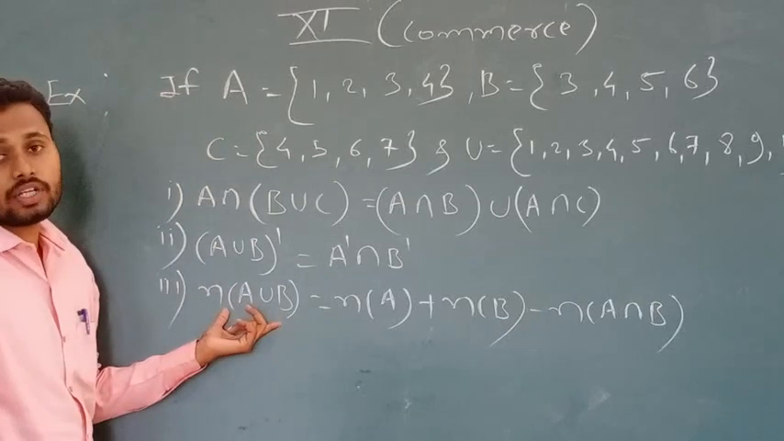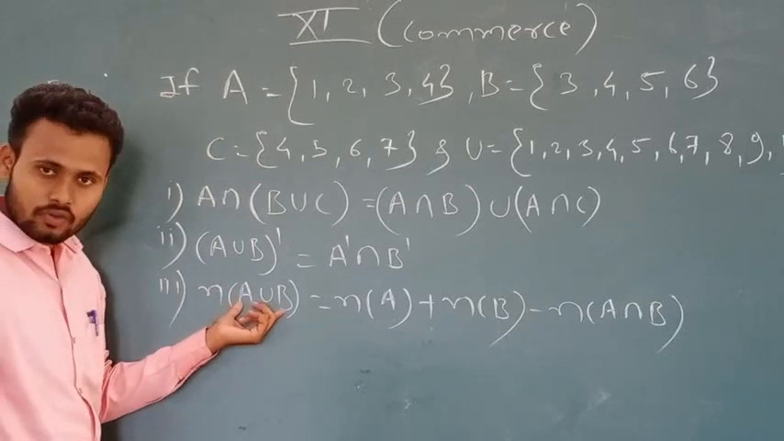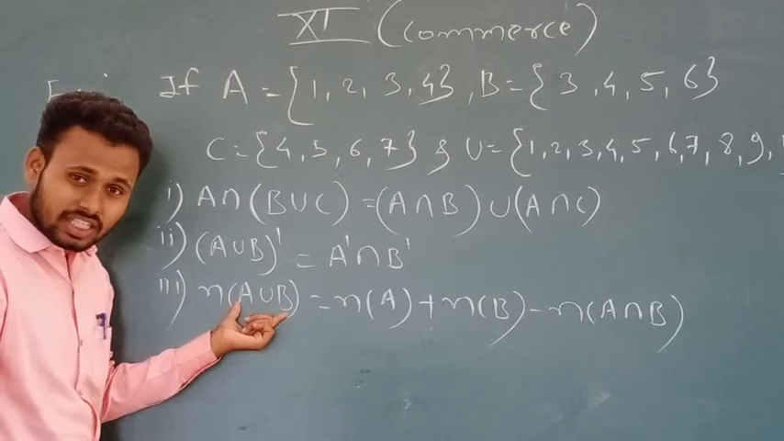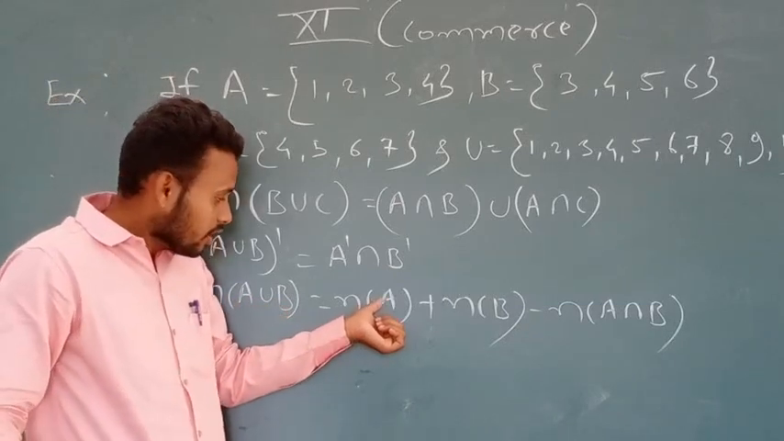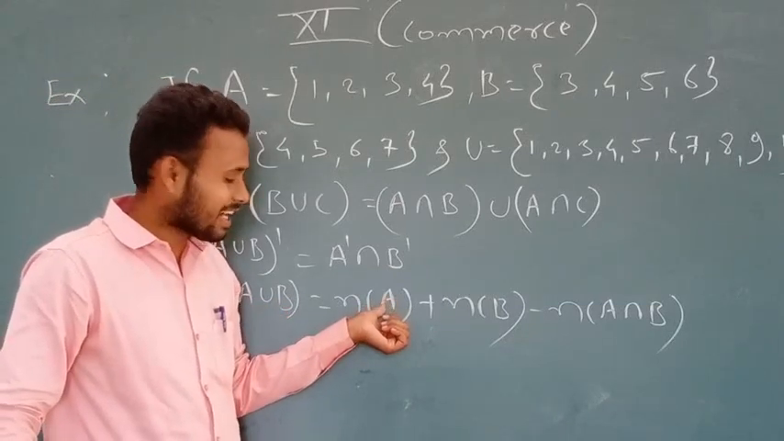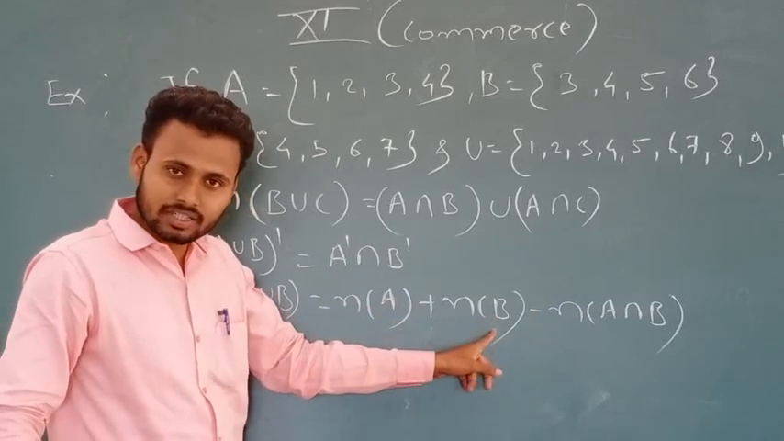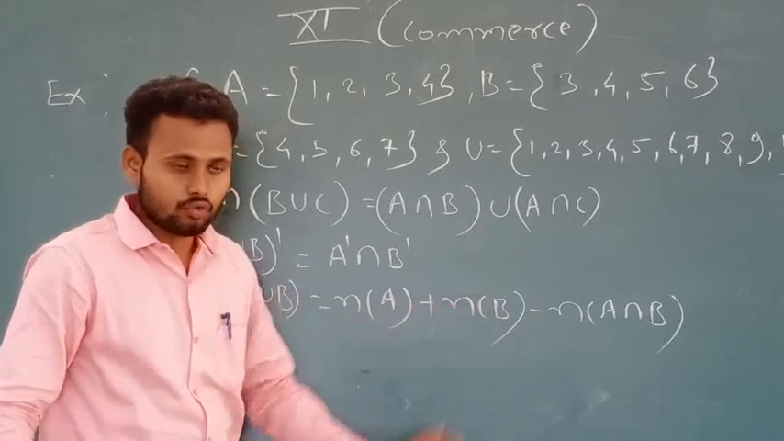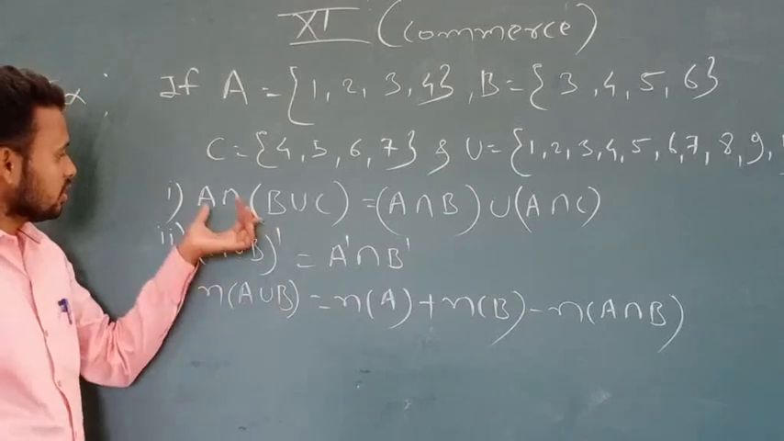This one, number of elements of set A union B, or we say cardinality of set A union with B. Second, number of elements of A or cardinality of A, number of elements of B or cardinality of B, we know that. Now first property this.